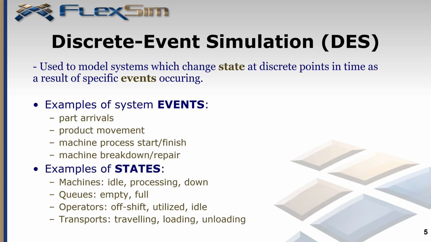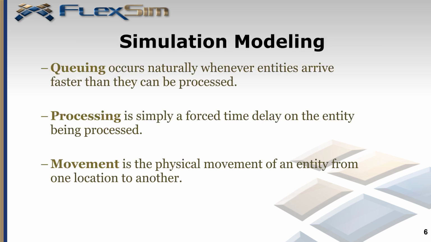Queue states might include empty or full. Operator states, off shift, utilized, idle. And transport states would be things like traveling, loading, or unloading.